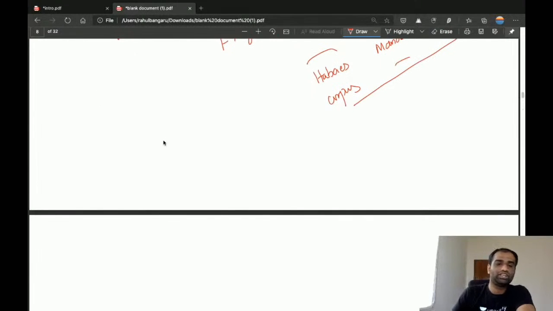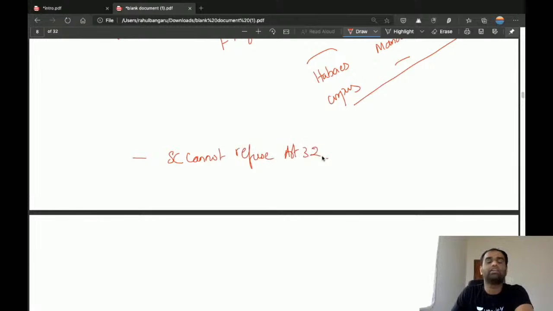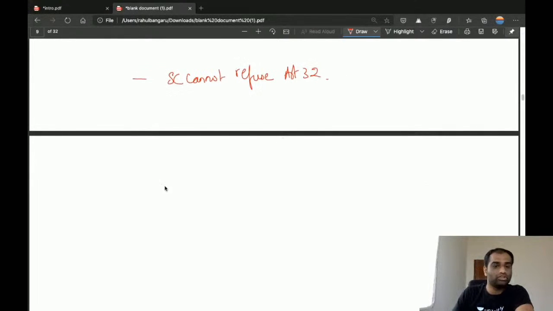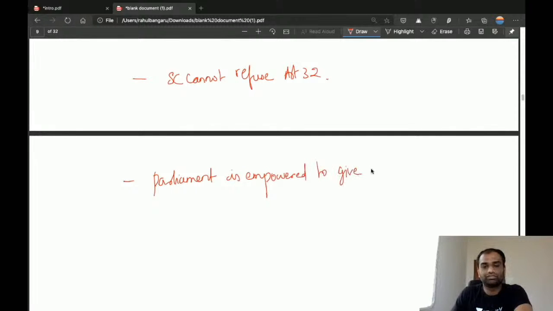Now, writ jurisdiction. If an individual approaches the Supreme Court under Article 32, the Supreme Court cannot refuse cases filed under Article 32. And also, Parliament is empowered to give writ jurisdiction to any other court in India.